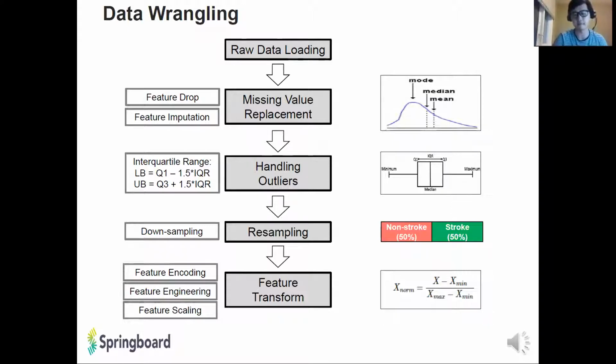For example, if your feature is missing more than 50% of observations, you might drop that feature because it's not going to be useful, even if you impute them. And the second thing is feature imputation, where usually we replace them by a measure of central tendency, such as mean, median, and mode, depending on the type of variable we have, numerical or categorical, like ordinal, etc.